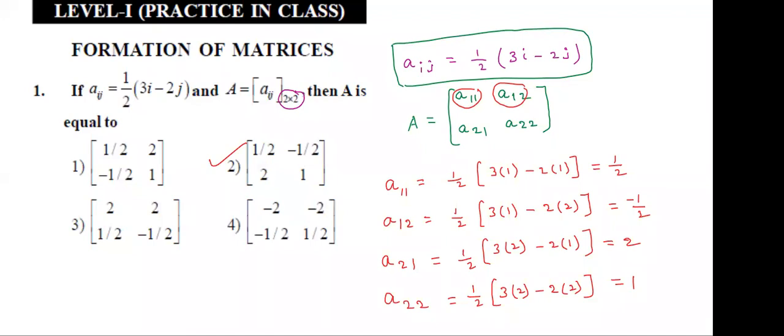So finally, what is the matrix A? A11 value 1 by 2, A12 minus 1 by 2, this is 2, this is 1. This is the answer. Students, did all of you understand now?